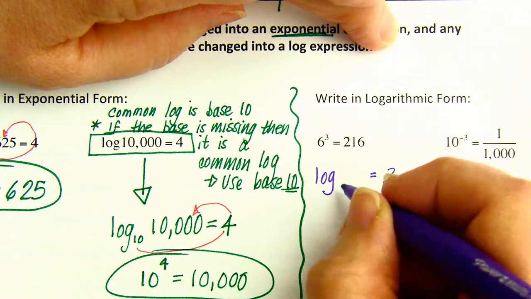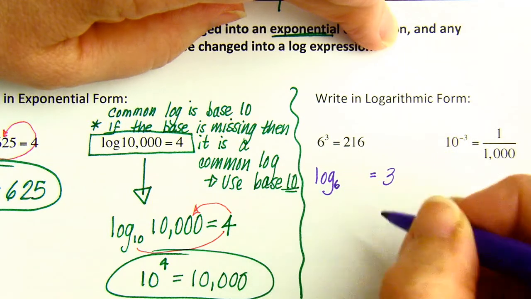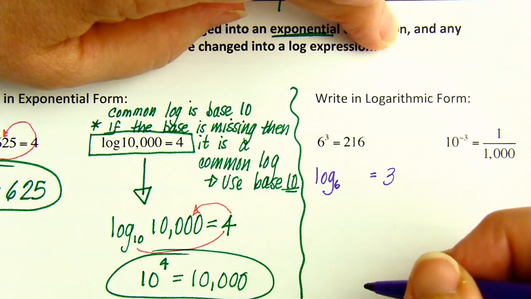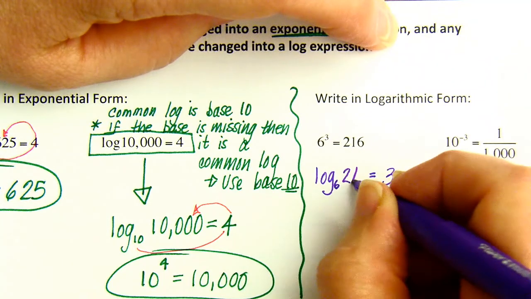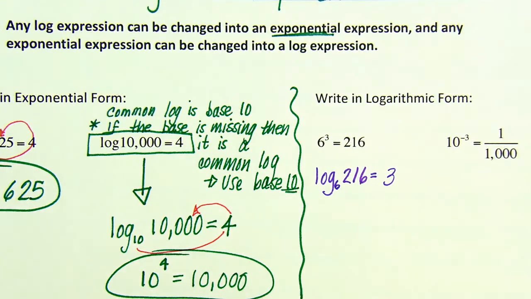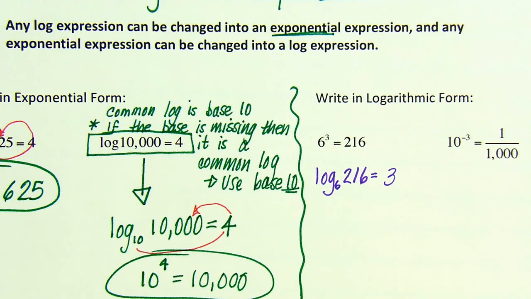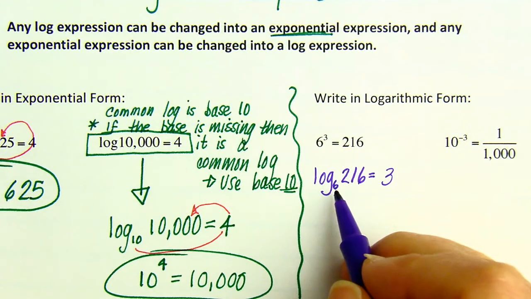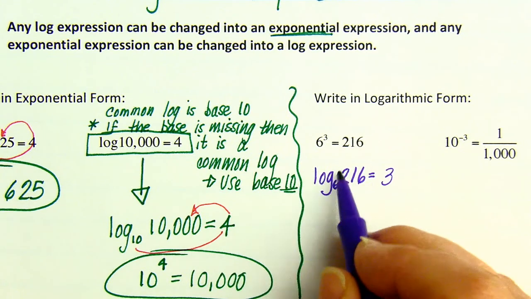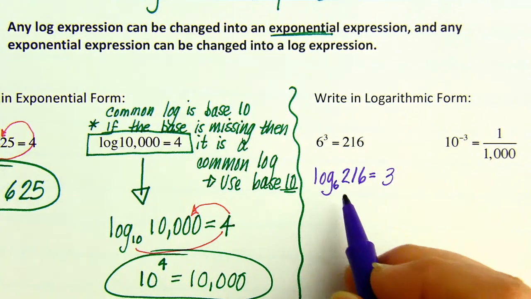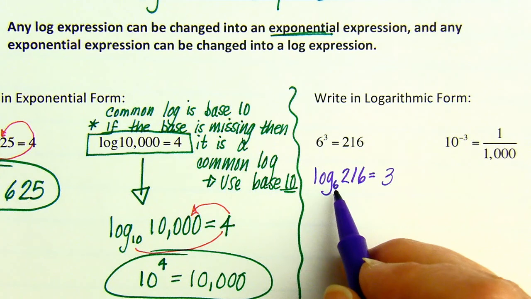So my base is 6. That's the subscript. The only place left for this 216 to go is right next to it. You need to be careful that you are writing the base as a subscript. It has to be smaller. It's got to be smaller font and shifted. Your word log and your 216 need to be the same size font. This needs to be shifted.